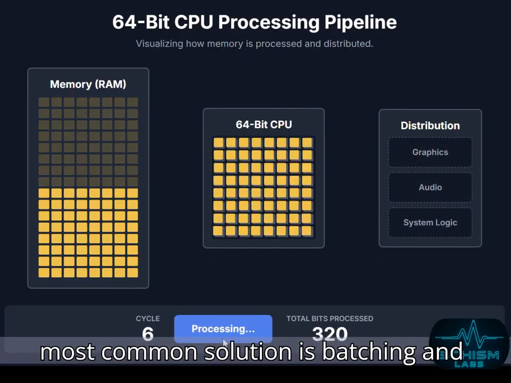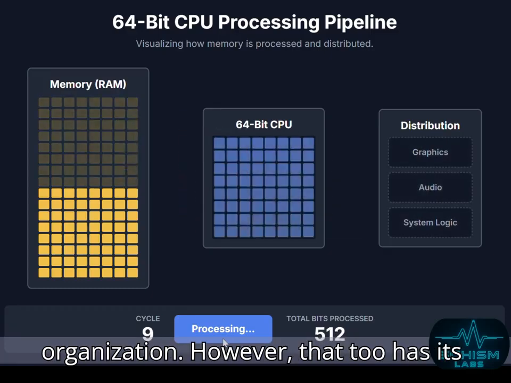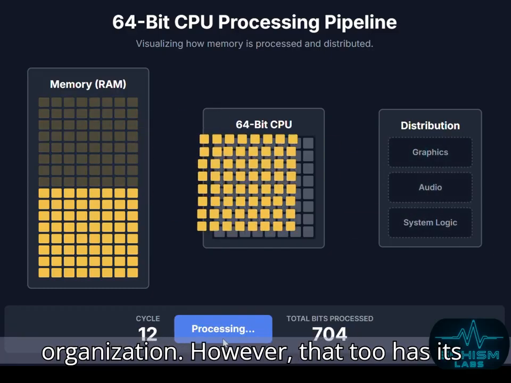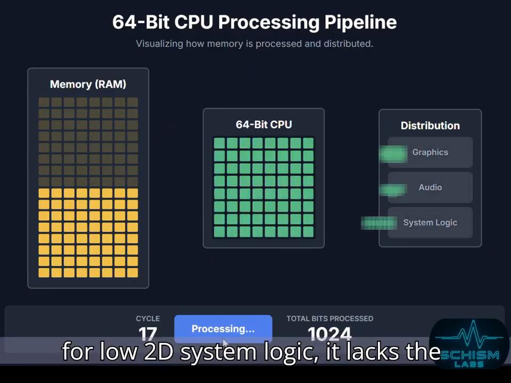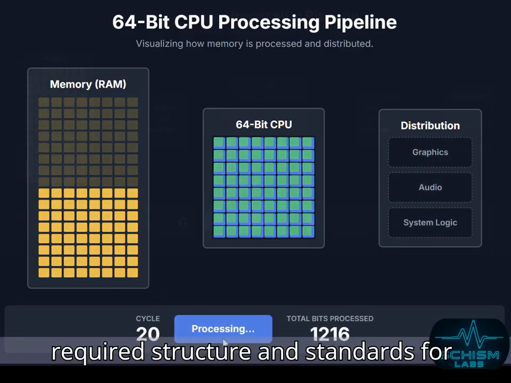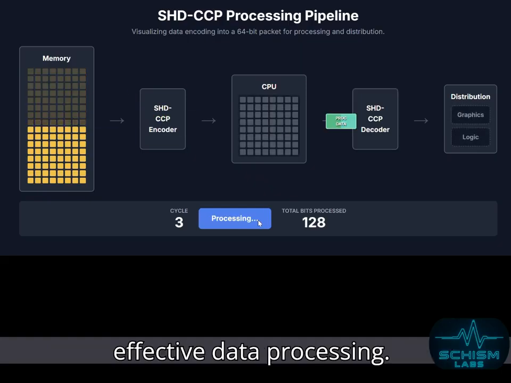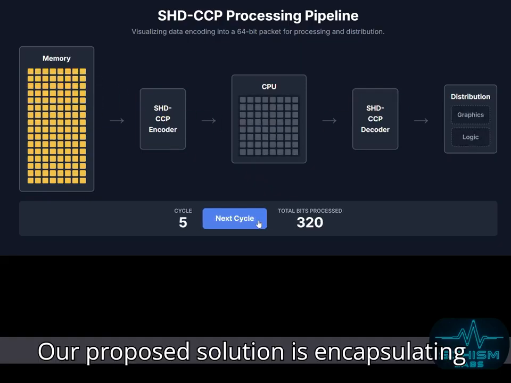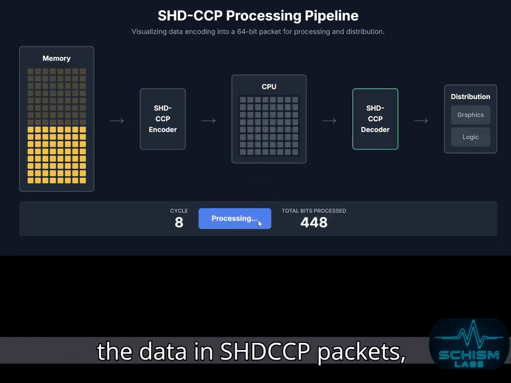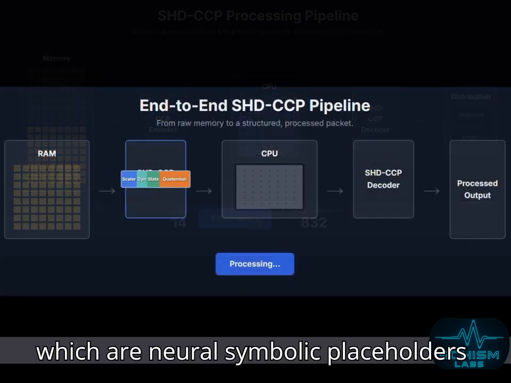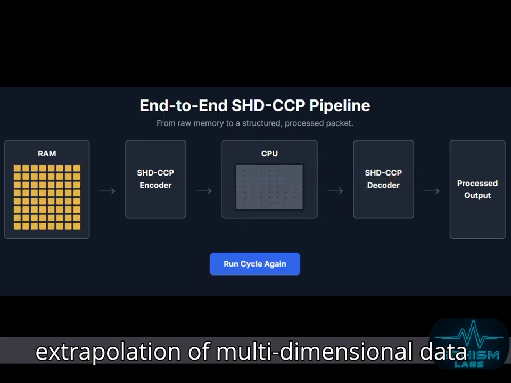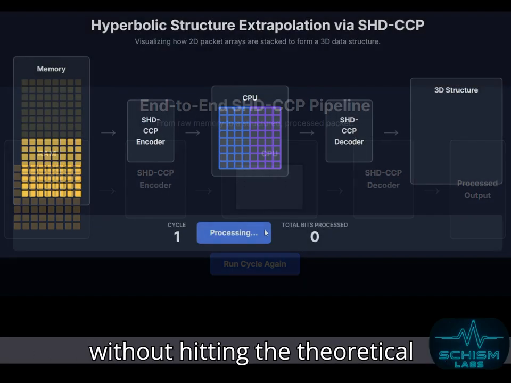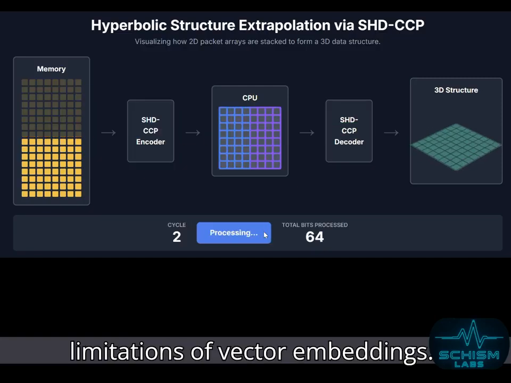The most common solution is batching and organization. However, that too has its mathematical limitations. While effective for low 2D system logic, it lacks the required structure and standards for effective data processing. Our proposed solution is encapsulating the data in SHD CCP packets, which are neural symbolic placeholders for higher dimensional data, allowing extrapolation of multidimensional data without hitting the theoretical limitations of vector embeddings.